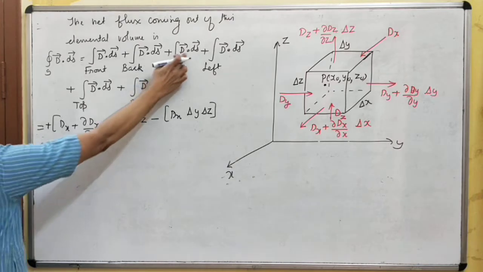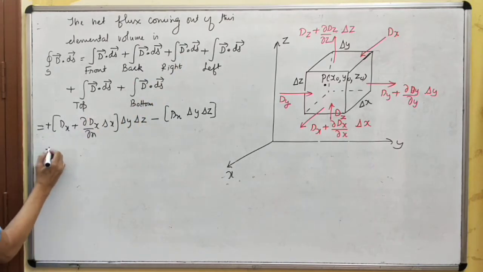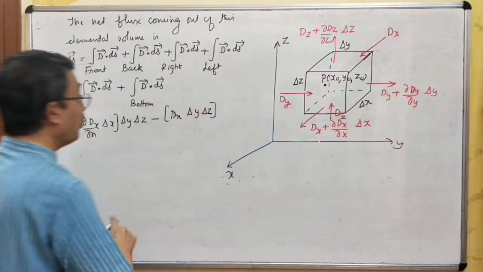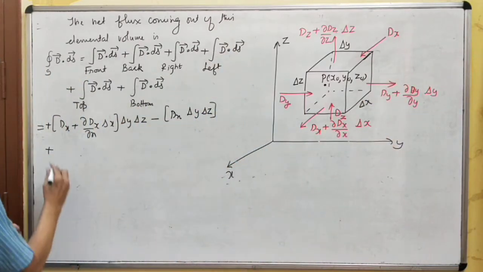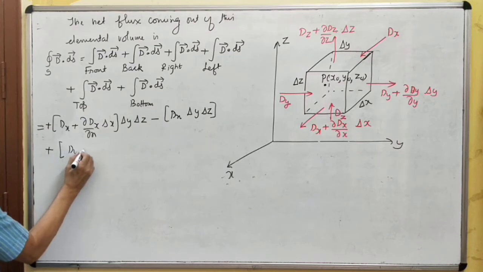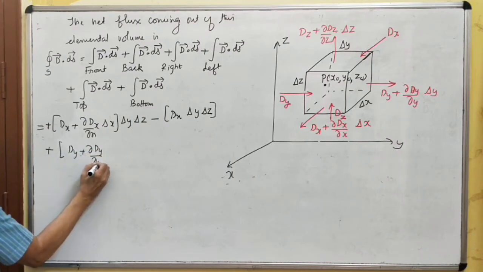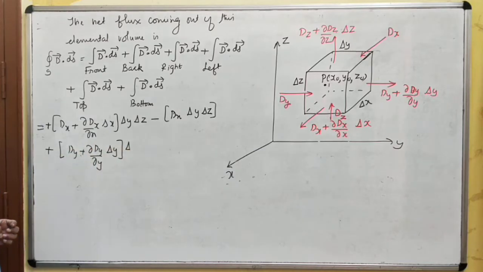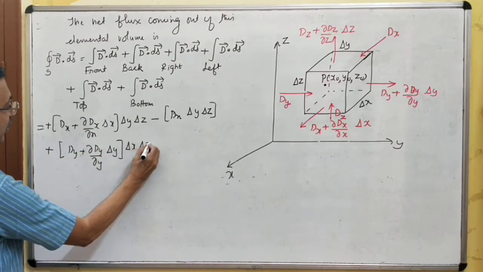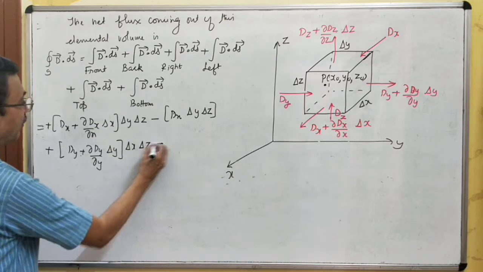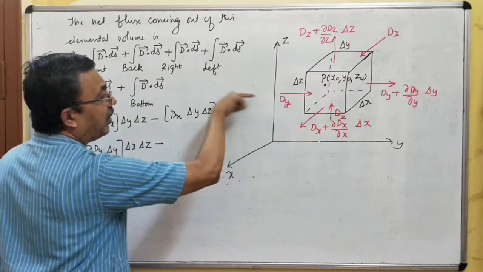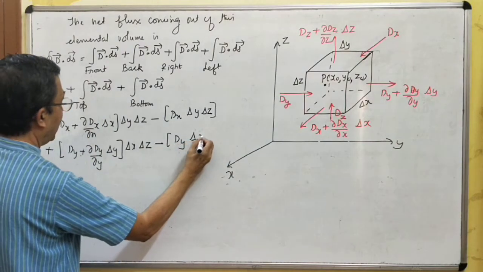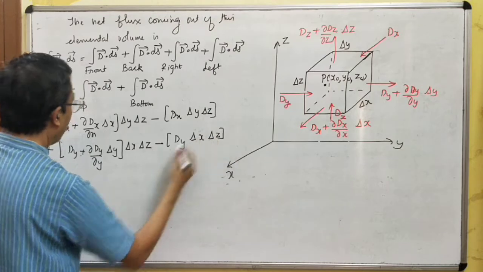Next I come to the third integral evaluation. Plus, to the right face, this is the component which is perpendicular. Take that component, the component is coming out, therefore it is positive. Dy plus dou dy by dou y into delta y multiplied by the area of the right face, which is delta x into delta z. Minus because dy is entering the left face. Minus dy into area, which is delta x into delta z.